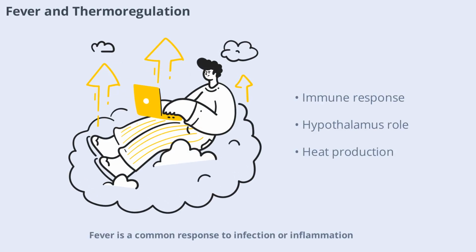Fever is a common response to infection or inflammation. It results from the body's attempt to fight off pathogens by raising its temperature. Pathophysiological mechanisms involve the hypothalamus, immune signals, and heat production. While fever can help control infection, very high temperatures can be dangerous. Understanding thermoregulation is important for managing fever safely.